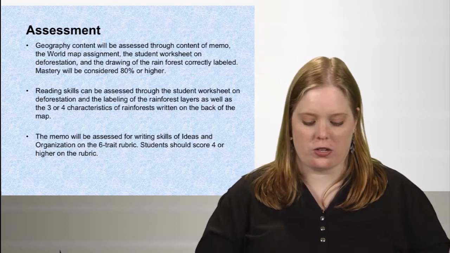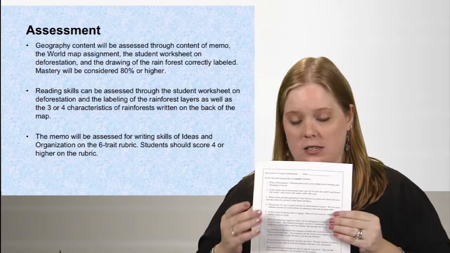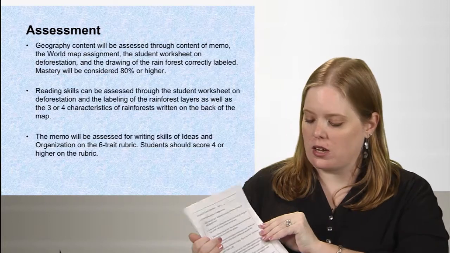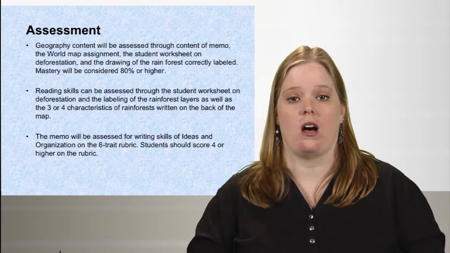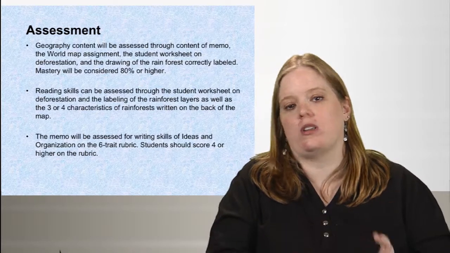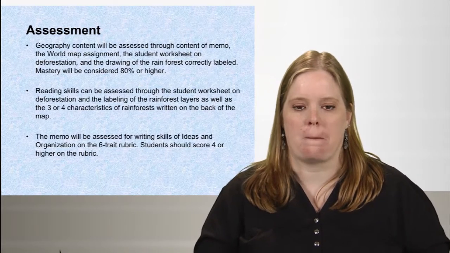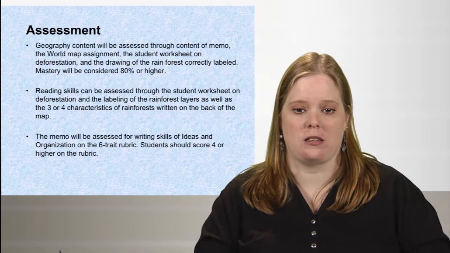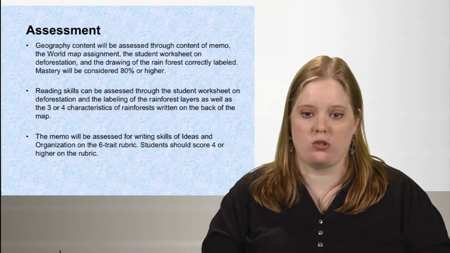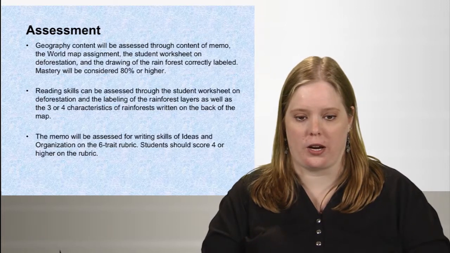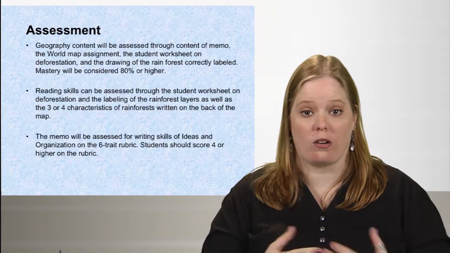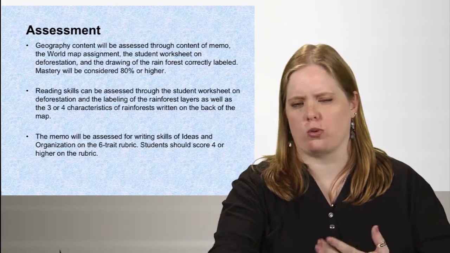Reading skills, of course, are going to be assessed through that reading guide. This is the key, so you know that you have the correct answers. And you can look at the 3 or 4 characteristics on the back of the map as well. Did they fully understand what they read, or did they just search quickly for the answers? Finally, the memo will be assessed for writing skills or ideas on the 6 traits rubric. Students should score 4 or higher on the rubric. This allows them to see if their memos will actually work, or if they're a true type of memo.